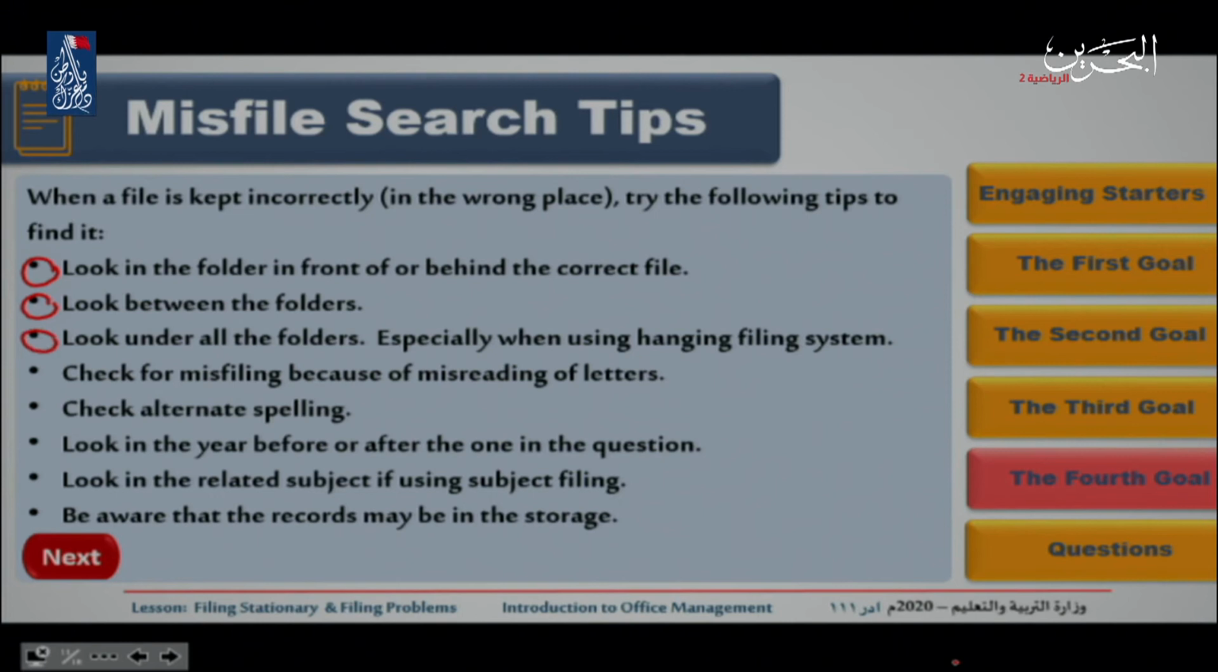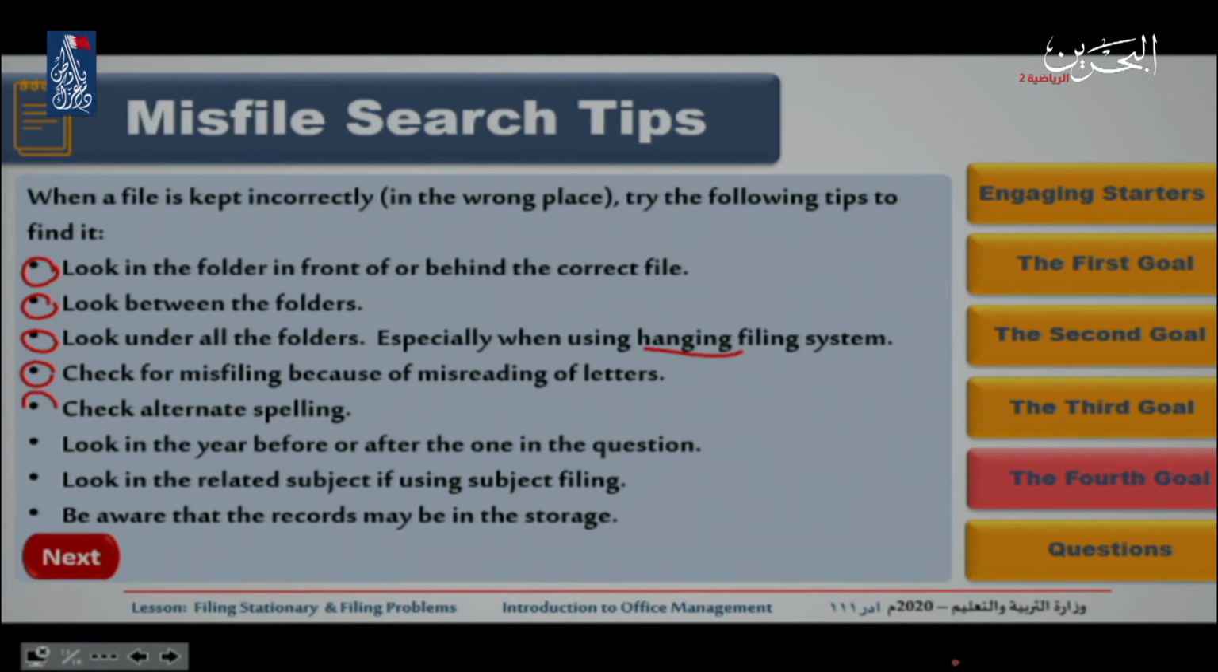Number 3, look under the folders, especially when using a hanging filing system. Because in the hanging filing system the files are hung, maybe it fell down, so look under them. Number 4, check for misfiling because of misreading of letters. For example, the letter is B, but you read it as P by mistake. So search under the other letter.